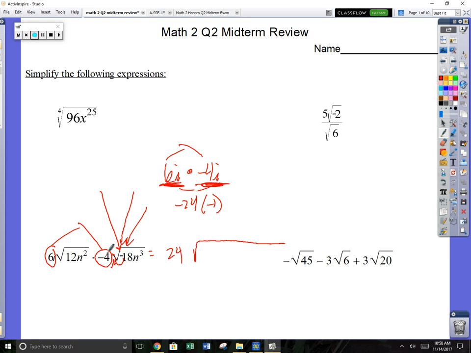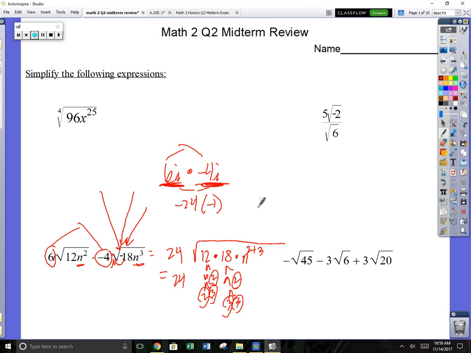Okay, now on the inside, I have a 12 times an 18 times n to the 2 plus 3. So if you times letters, you're going to add the exponents. And now let's just start busting up. Bust up 12. That's a 6 and a 2. That's a 2 and a 3. And you can bust up 18. That's a 9 and a 2. And that is a 3 and a 3.